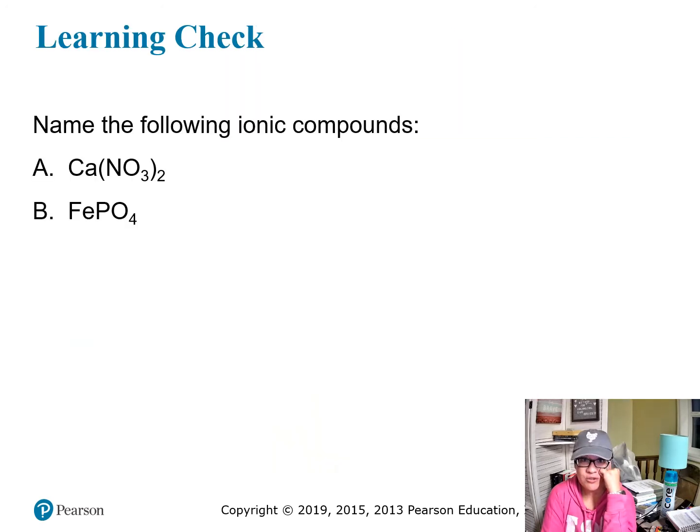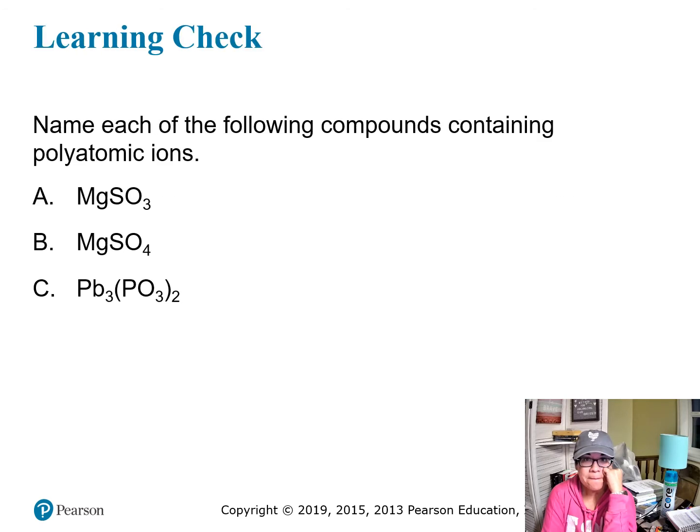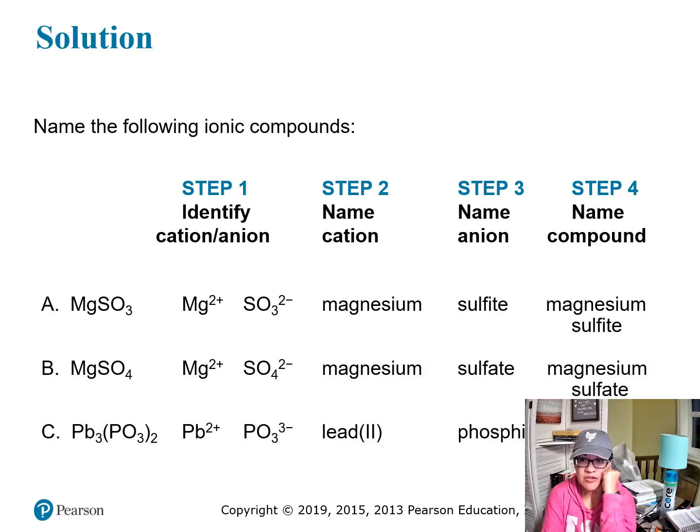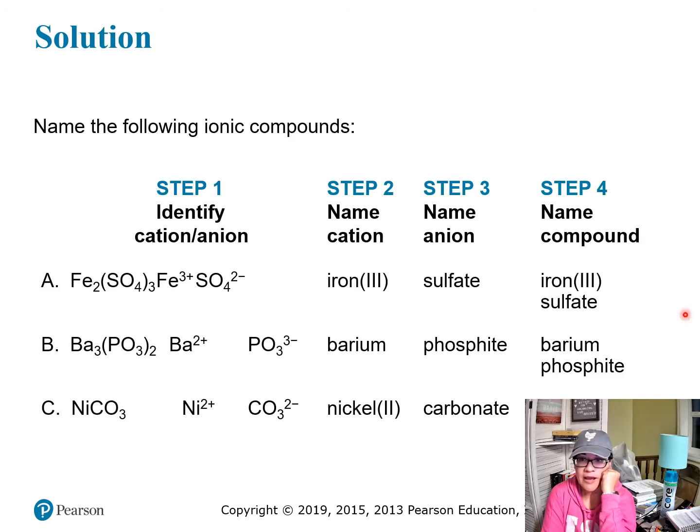So let's see if you can name these 2 correctly. And there you are, calcium nitrate, iron 3-phosphate. And what about naming these 3 polyatomic ions? So there's your names, magnesium sulfite, magnesium sulfate, and lead 2-phosphite. Okay, what about these? See if you can name these. And there you have iron 3-sulfate, barium phosphite, and nickel 2-carbonate. Carbonate is also a thing.